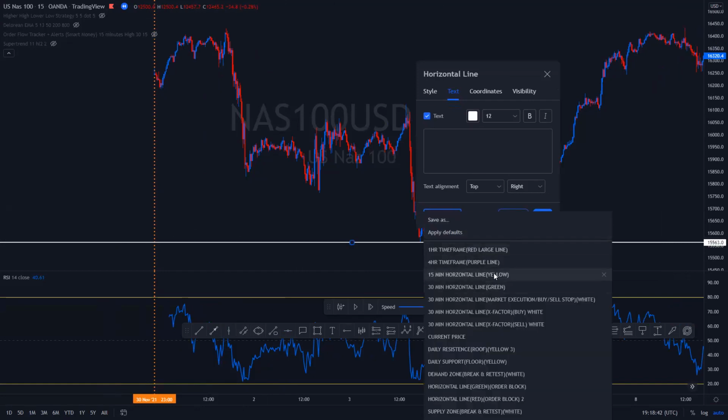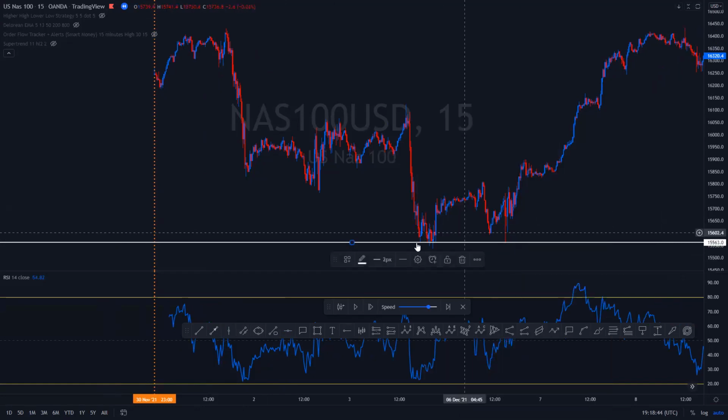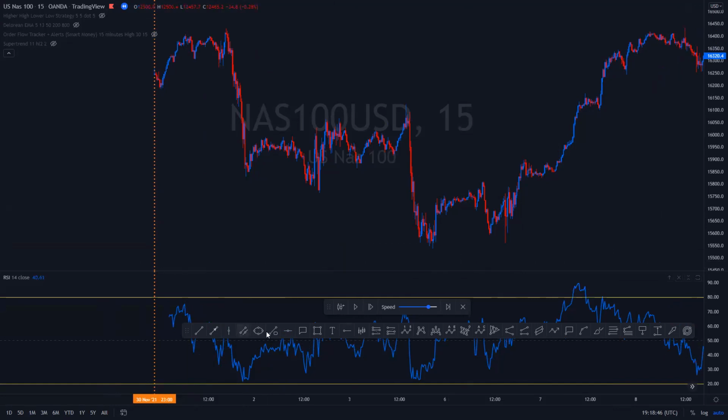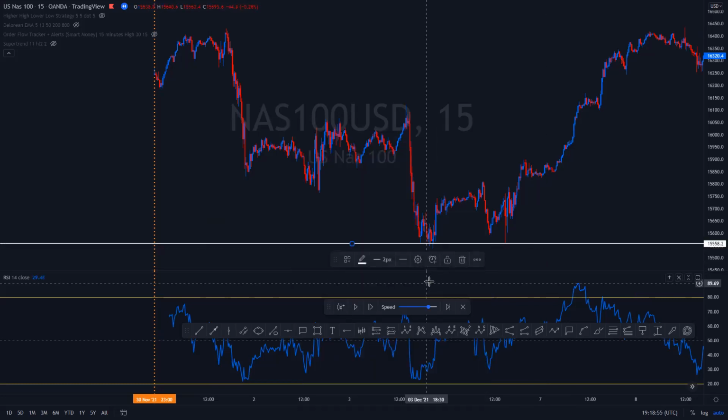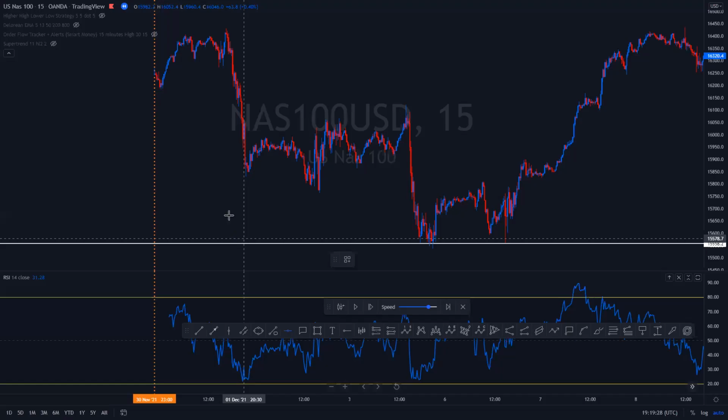Trying to change this to yellow and it's not changing. Why is that? Hold on for a second, guys. Let me pause this recording. Okay, for some reason I can't change the color of my horizontal lines, but that's fine.